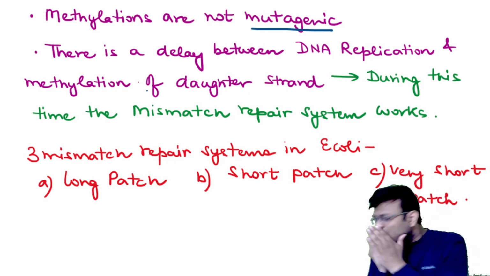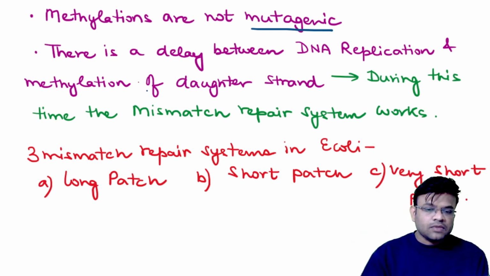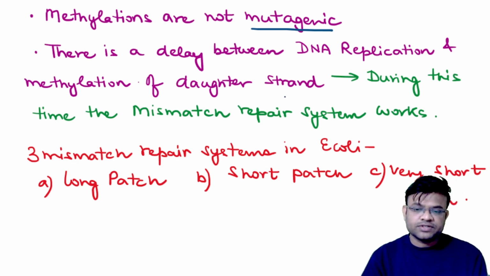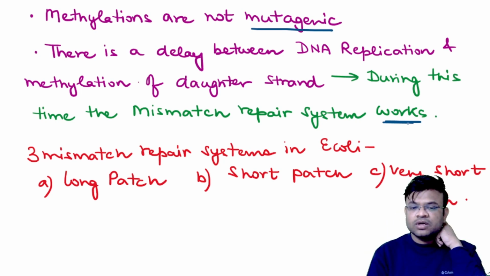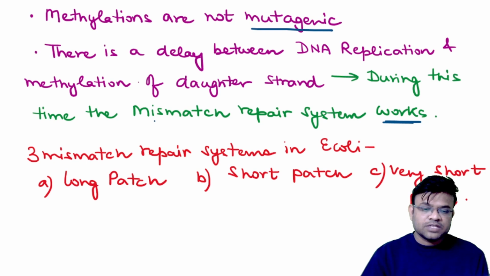So there is a delay between DNA replication and methylation of the daughter strand. During this time, the mismatch repair system works. This is what I am saying. Only during that time window, the mismatch repair system has to work.